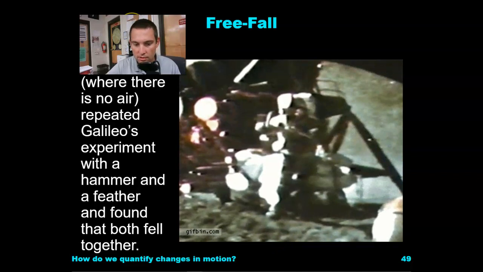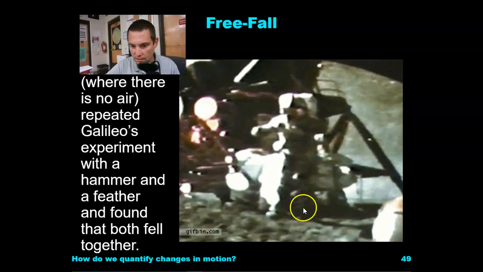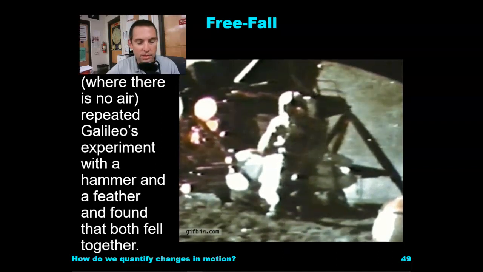I know the graininess of the video is not great by today's standards, but you can still see they're hitting the ground at the same time.